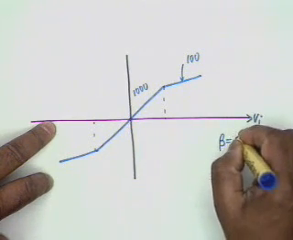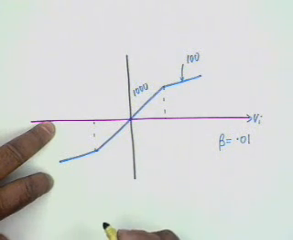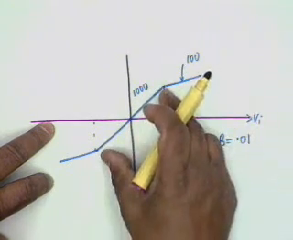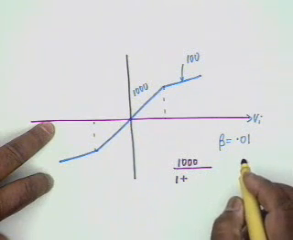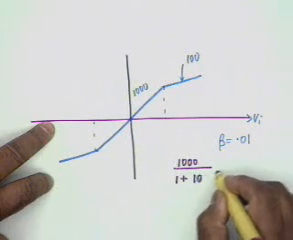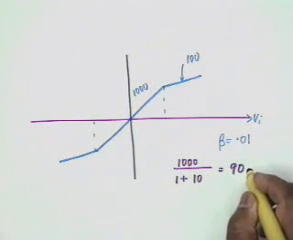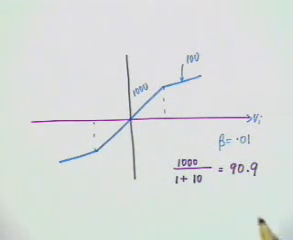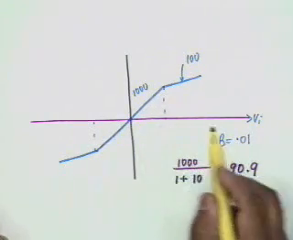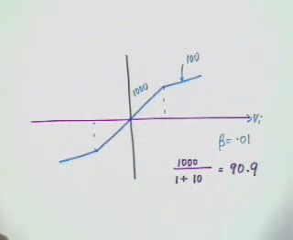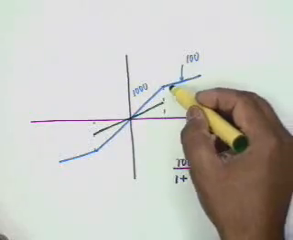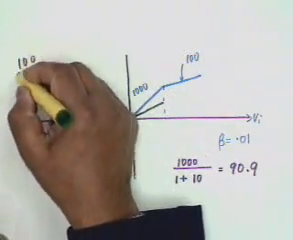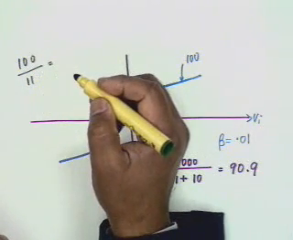Suppose beta is 0.01. Then when the gain is 1000, what is the feedback gain? It is 1000 divided by 1 plus 1000 multiplied by 0.01, so it is 1000 divided by 11, that is 90.9 approximately. So in this range the curve gets flatter, the slope decreases to 90.9. Maybe it becomes something like this. What happens to the gain in this region?